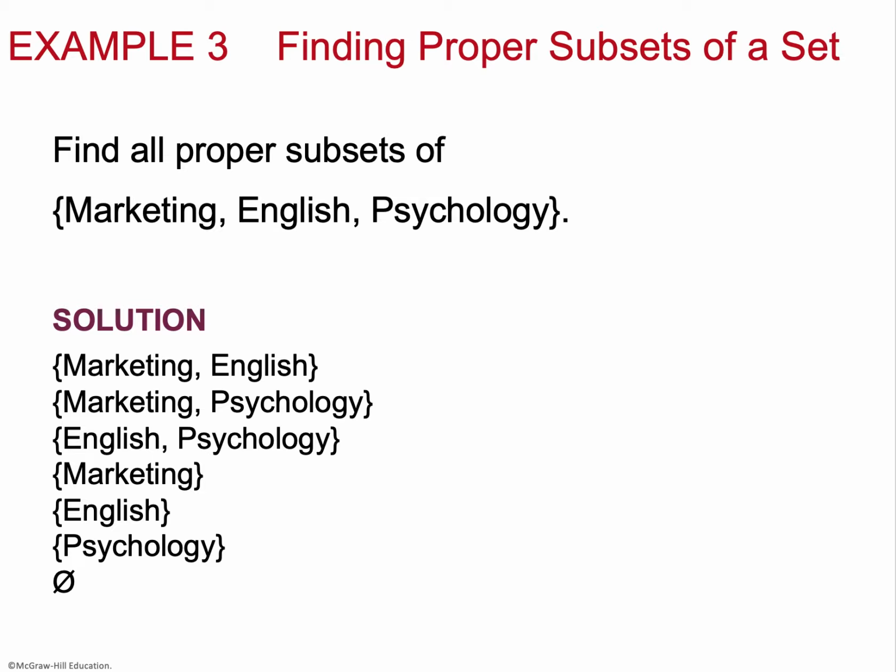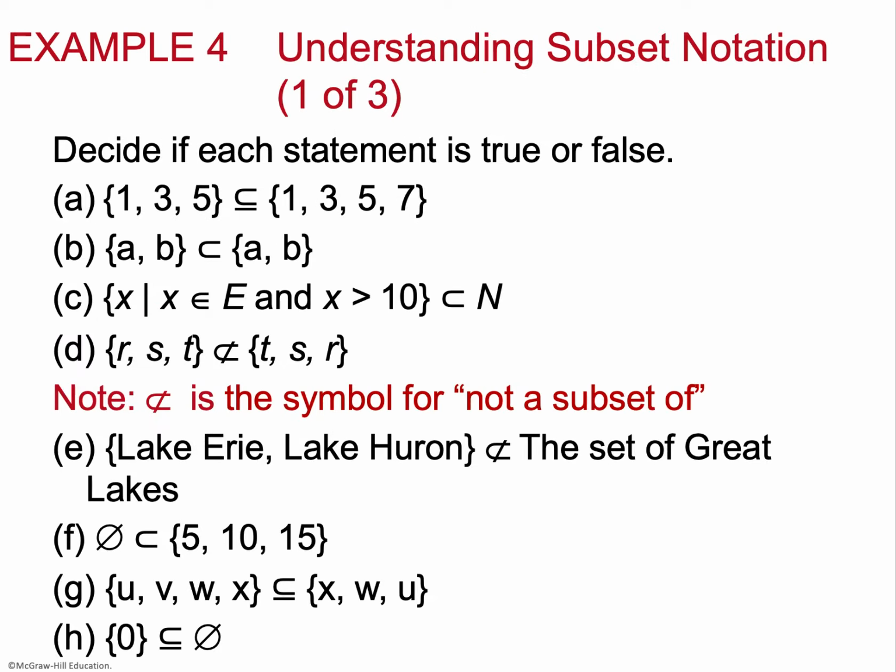If I want to find all the proper subsets of this list, proper subsets mean it doesn't include the set itself, so I don't write that. And then I'm going to write every combination of the list: 2 items of the list, and then 1 item of the list. Since order does not matter, marketing English and English marketing are not seen as 2 unique answers. So you can't reorder the items to create more proper subsets.